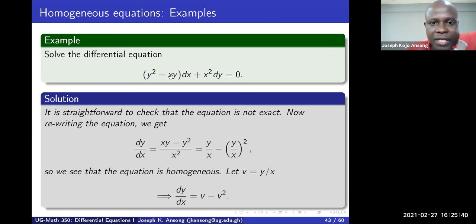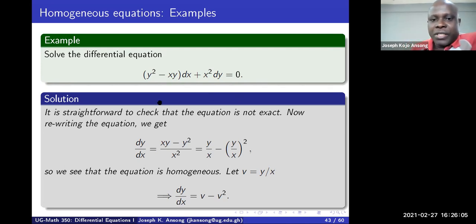This says solve the differential equation. Now it is put in a form that looks like it's exact, but you can check. If you check, you'll find that it is not exact, right? If you differentiate this with respect to y, you're going to get 2y minus x here. And if you differentiate this with respect to x, you're going to get 2x. So they are not equal. So this is, of course, not exact.